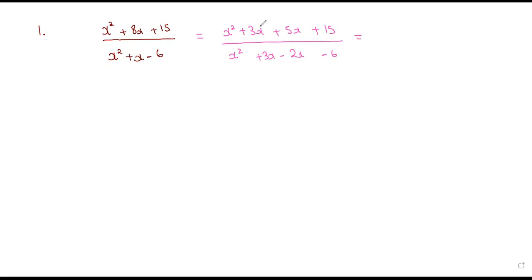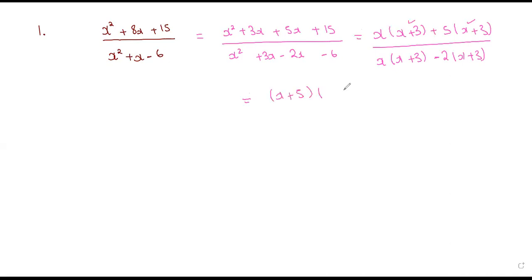Let's try factorizing the numerator. I can take x common, I will have x plus 3. I can take 5 common, I have x plus 3. These two are the same, this means we are going in the right direction. The denominator would be again x common, x plus 3, minus 2 common, x plus 3. So the factors of the numerator are x plus 5 and x plus 3, and for the denominator, we have x minus 2 and x plus 3.